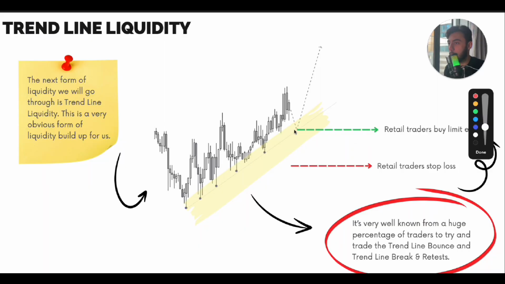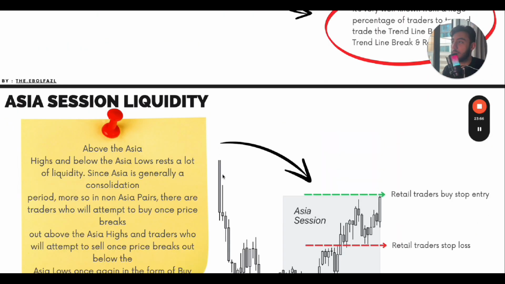So the retail trader is going to set the buy limit here, stop loss here. They are super happy, they had previous positions. Maybe they missed that position, who knows? But they are super happy. And what's going to happen?